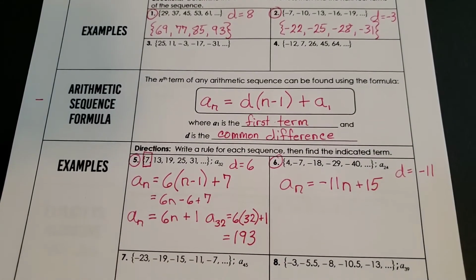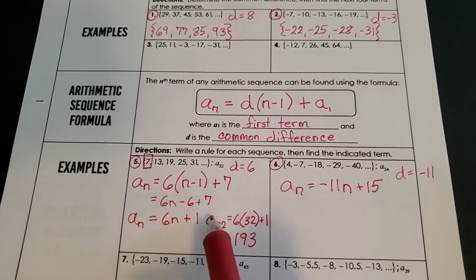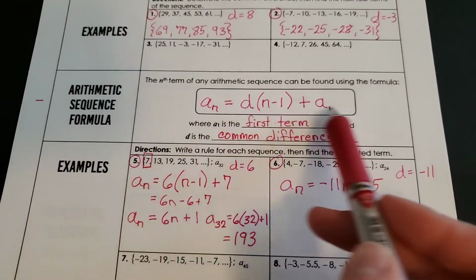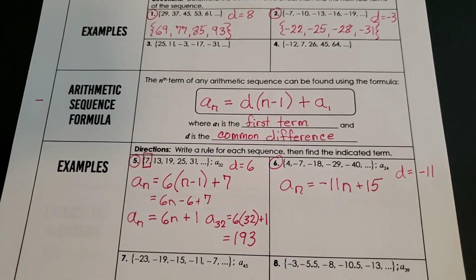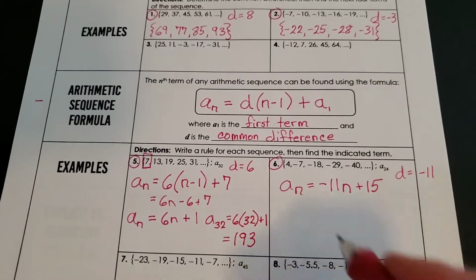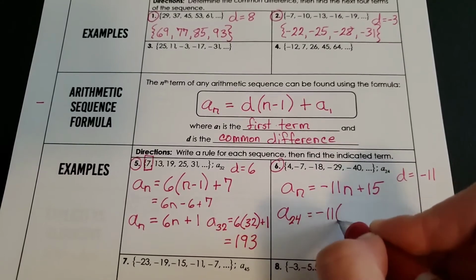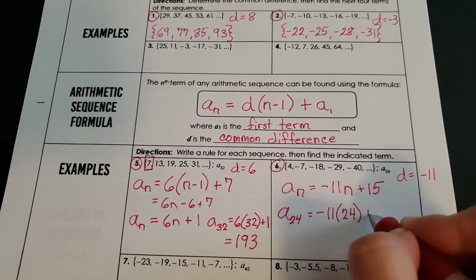So you can write the formula like that, or you can write it out in this way with the more formal formula. And then we can find a sub 24, plug in 24.